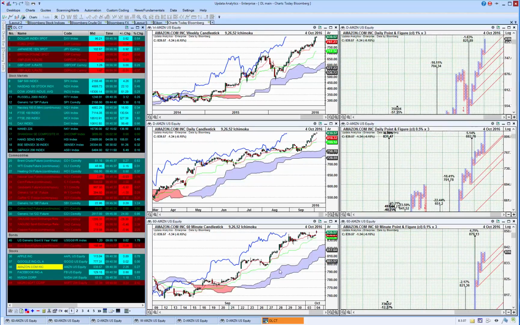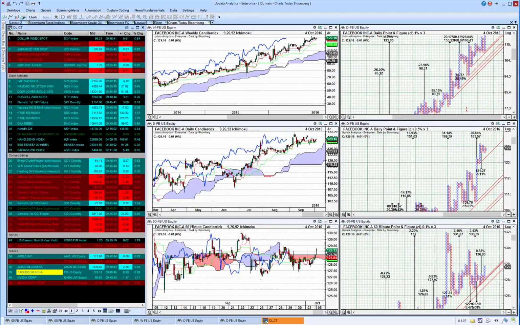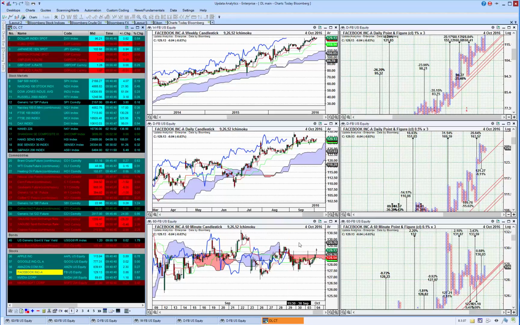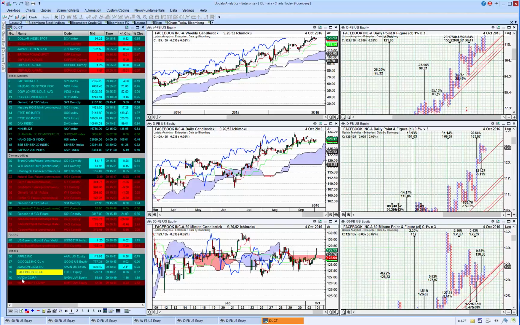Amazon, another bellwether, bullish, bullish, bullish on all time frames with upside targets, quite impressive. And if we take a look at Facebook, again, bullish, bullish, bullish, just turning bullish on the 60-minute chart, and again, quite a lot of upside potential here.